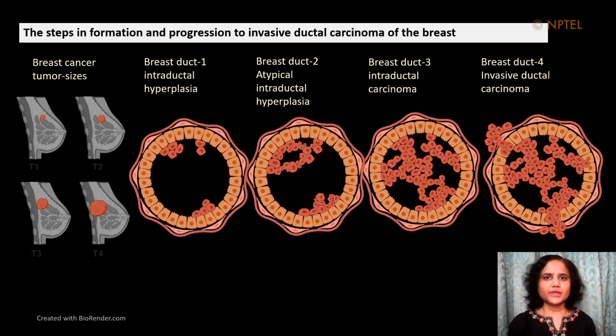The steps in formation and progression to invasive ductal carcinoma of the breast are shown here. So this initiates with intraductal hyperplasia, followed by its progression to atypical intraductal hyperplasia, and then into an intraductal carcinoma. These cells, as the cancer progresses, can become invasive and cross the boundary of the duct to metastasize, as is shown here in the fourth stage of invasive ductal carcinoma.